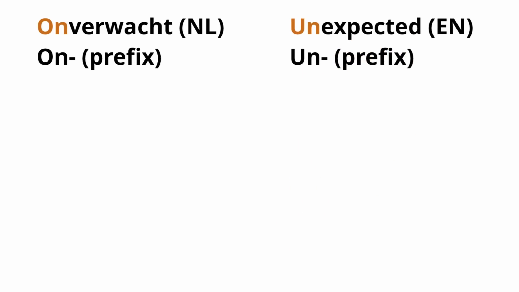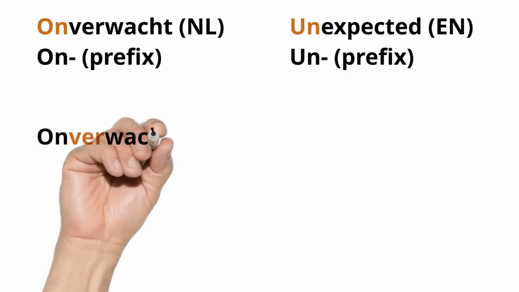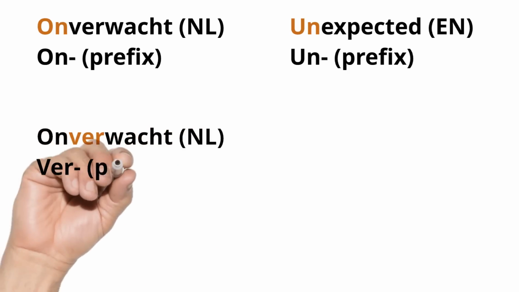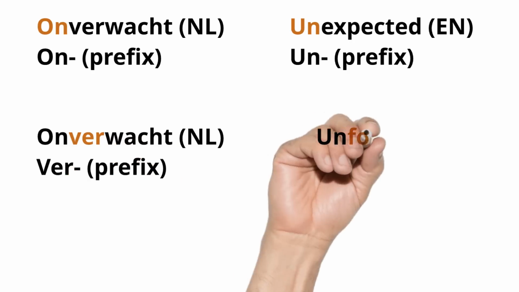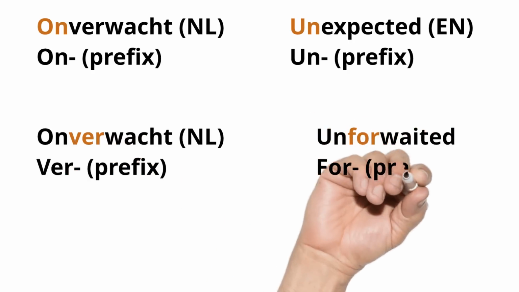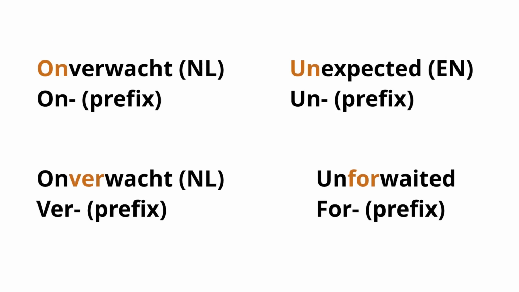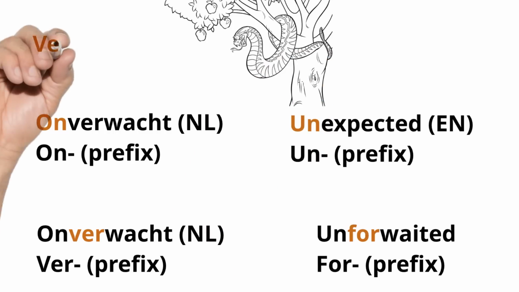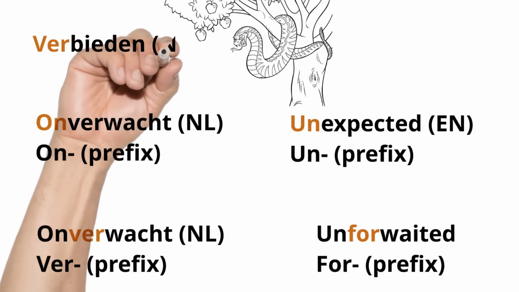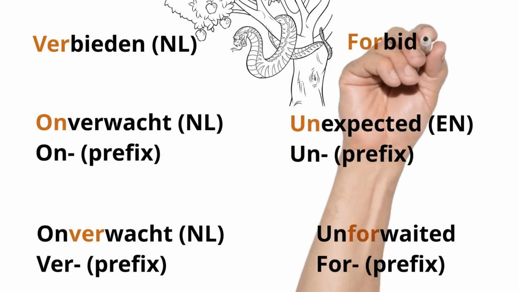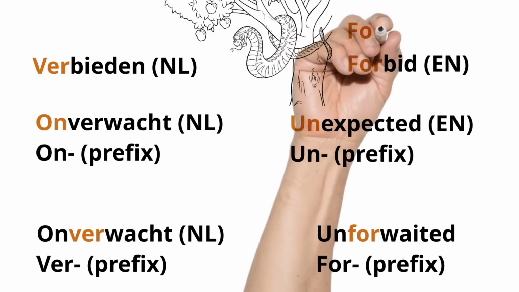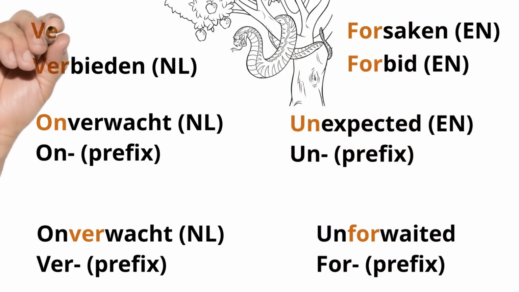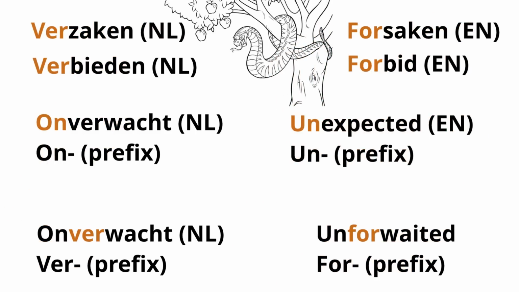And wachten is cognate with the verb to wait, meaning to guard, to watch, or to expect something. I use the prefix for for the ver part of verwacht, and I'm not really sure why, but it seems like in many cases the prefix ver in Dutch corresponds to for in English. For example, the verb to forbid in Dutch is verbieden, or forsaken is verzaken in Dutch.